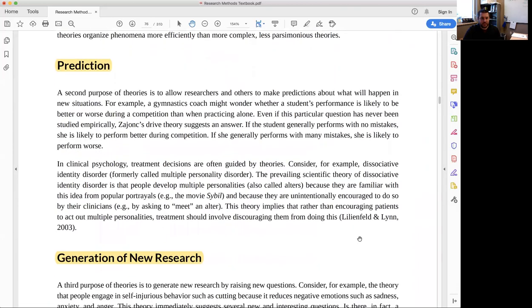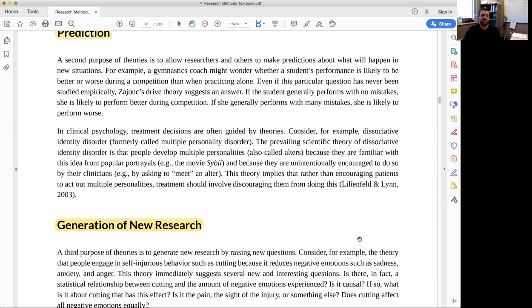Prediction. So ideally, theories allow us to predict future events. It allows us to predict what is likely to happen in different scenarios, things like that. So yeah, that one's fairly self-explanatory, that we want theories so that we can better understand human behavior and not be caught off guard.